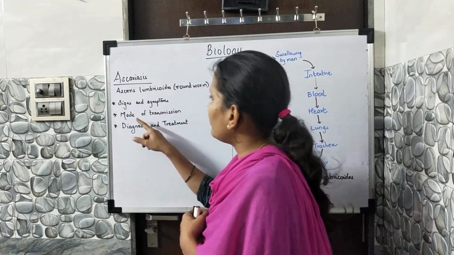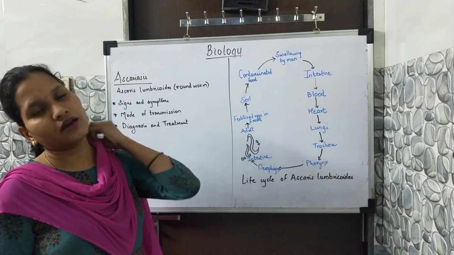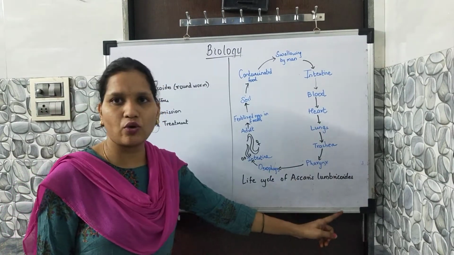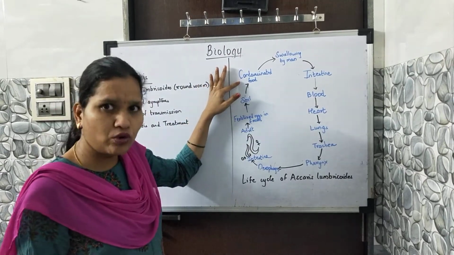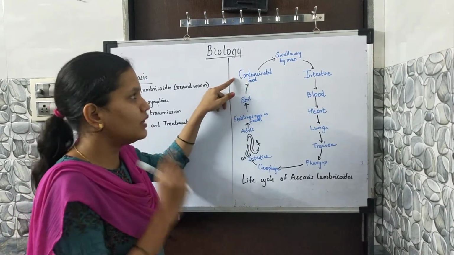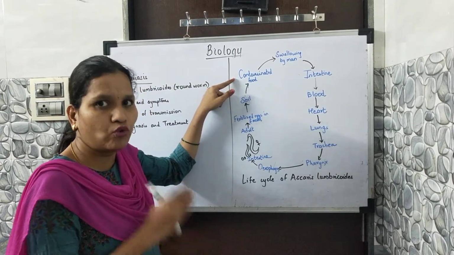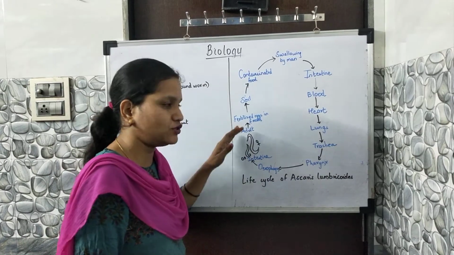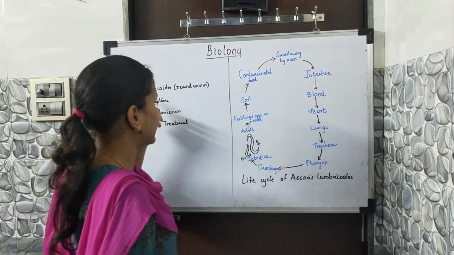Next, when we discuss the mode of transmission, the first thing that comes to mind is contaminated food. The life cycle of Ascaris lumbricoides starts with contaminated food. When the person swallows the eggs, I am repeating again, when the person eats contaminated food that contains the eggs, the fertilized eggs of this type of worm, Ascaris lumbricoides.